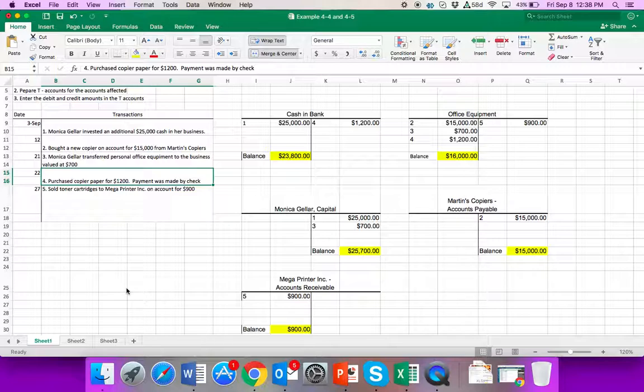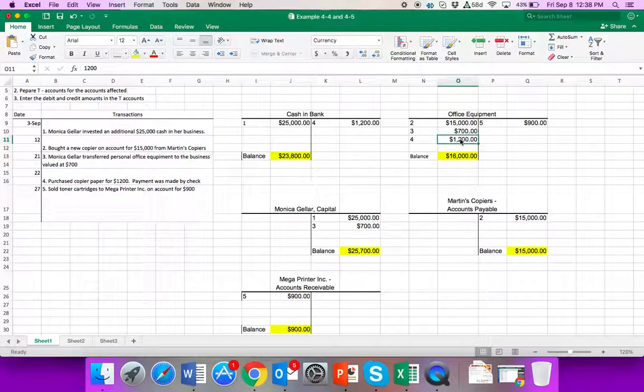Number 4 says we purchased a copier paper for $1,200. The payment was made by check. Okay, so we bought some office equipment, some copier paper for $1,200. So again, we increased that debit right here. And we wrote a check for it, so that decreases cash and bank. So we're going to credit cash and bank here. Again, every debit must have a credit. Okay?